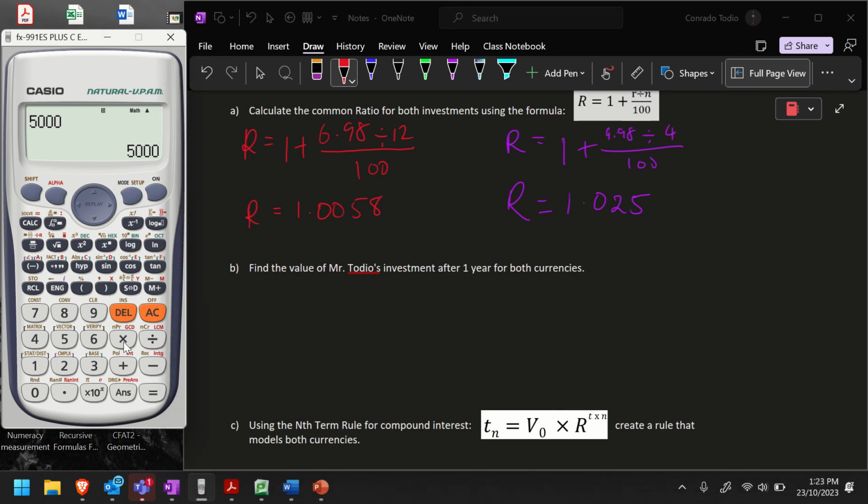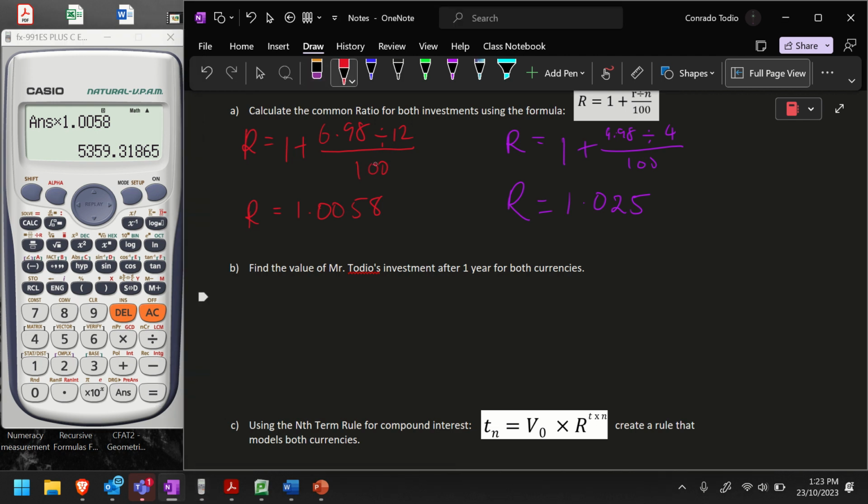So that times 1.0058. I'm just going to press enter 12 times. So 1, 2, 3, 4, 5, 6, 7, 8, 9, 10, 11, 12. Fantastic. So after 1 year, or term number 12, it's 5,359.32. Term number 12.